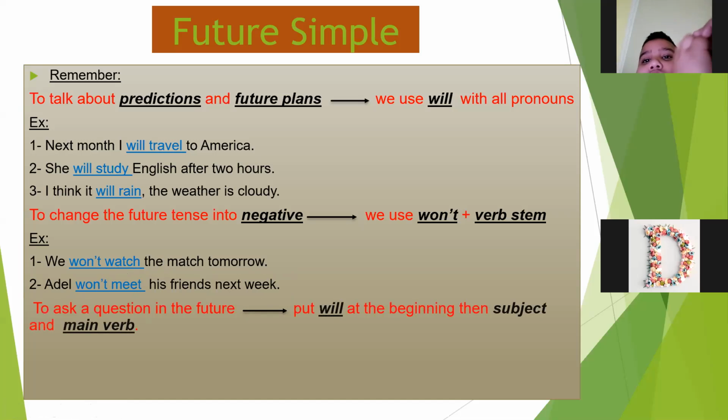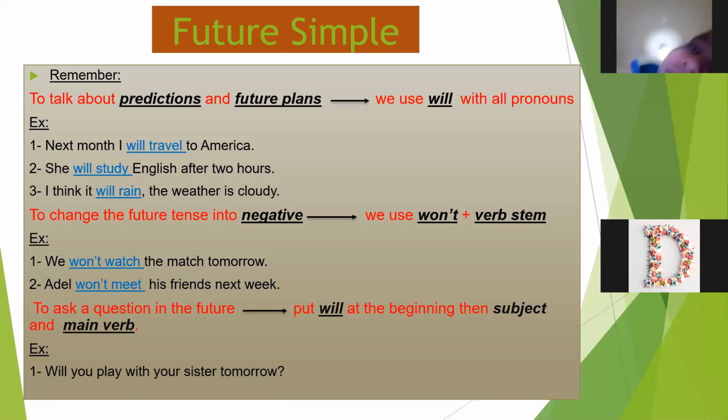Okay, if I want to ask a question in the future, I will put will at the beginning, then I will put the subject, and at the end, I will put the main verb, okay? So, let's see the example. Will, subject, verb. Will you play with your sister tomorrow? This is the question.